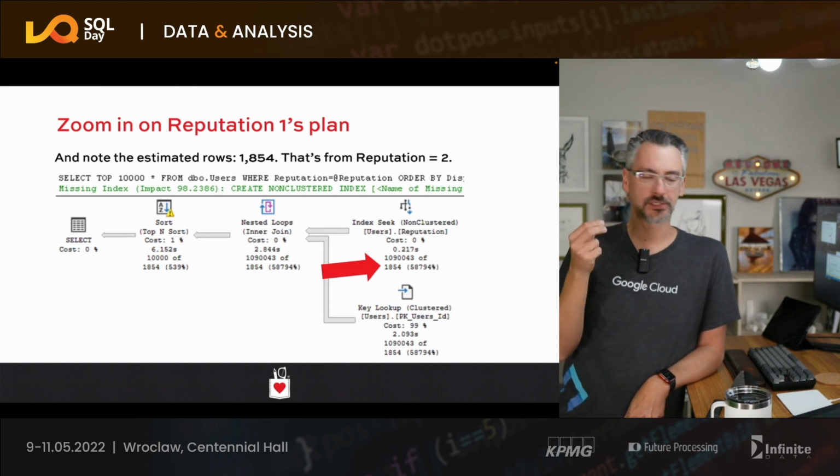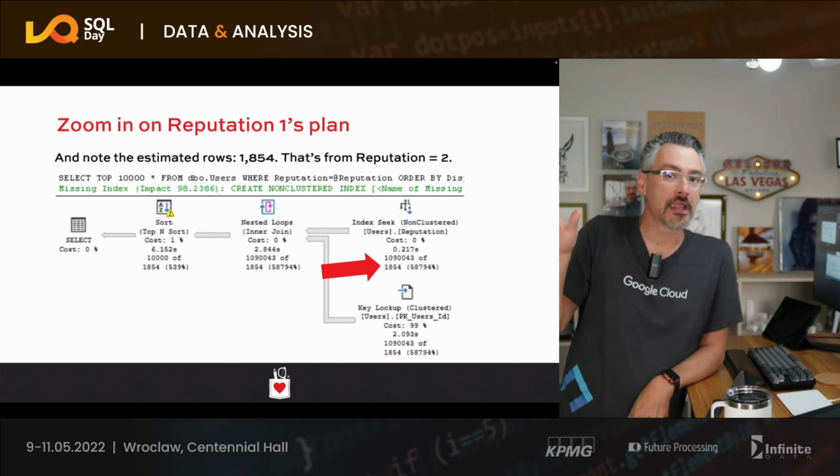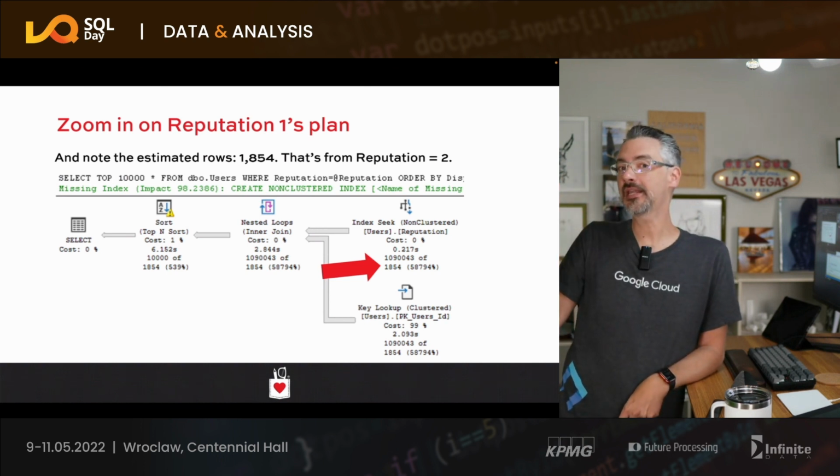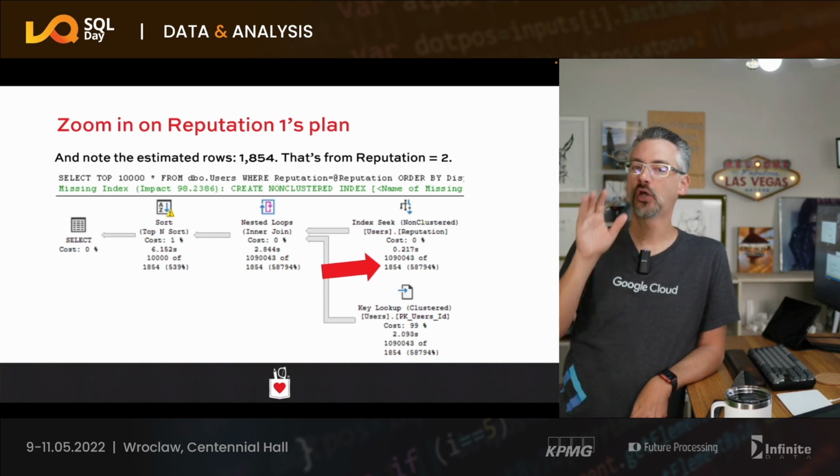Now, those of you who haven't solved parameter sniffing issues before will think that's okay because I used the index. Isn't using an index good? Hold that thought.